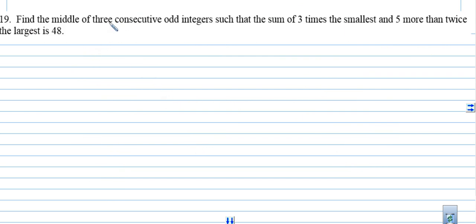Number 19, the consecutive integers question. Your favorite. So find the middle of 3. Find the middle, that's a key thing. Refer back to that later on. Find the middle of 3 consecutive odd integers. Odd is going to be a keyword. Sum is add. 3 times the smallest, and 5 more than twice the largest. So let's go ahead and figure out consecutive odd integers.